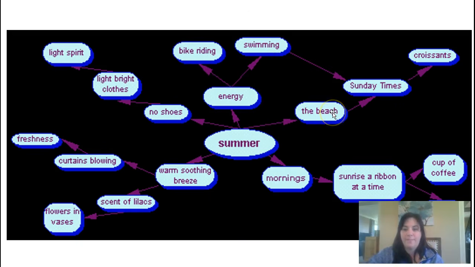Student thought about things that happen at the beach, reading the Sunday Times, eating croissants. But what's great about this is when this student goes to sit down and write this essay, he's already off to such a good start. He can have one paragraph about the warm, soothing breeze, and he already has some ideas of what to say. He can have another paragraph about how he spends his energy, the third paragraph about the beach, and so on. So the great thing about clustering is that not only do you generate ideas, but you begin to organize those ideas as you go.